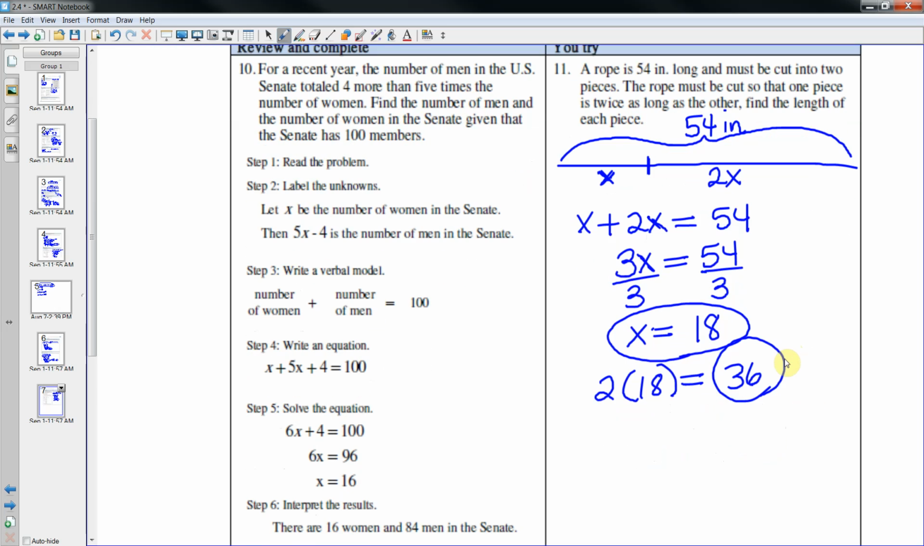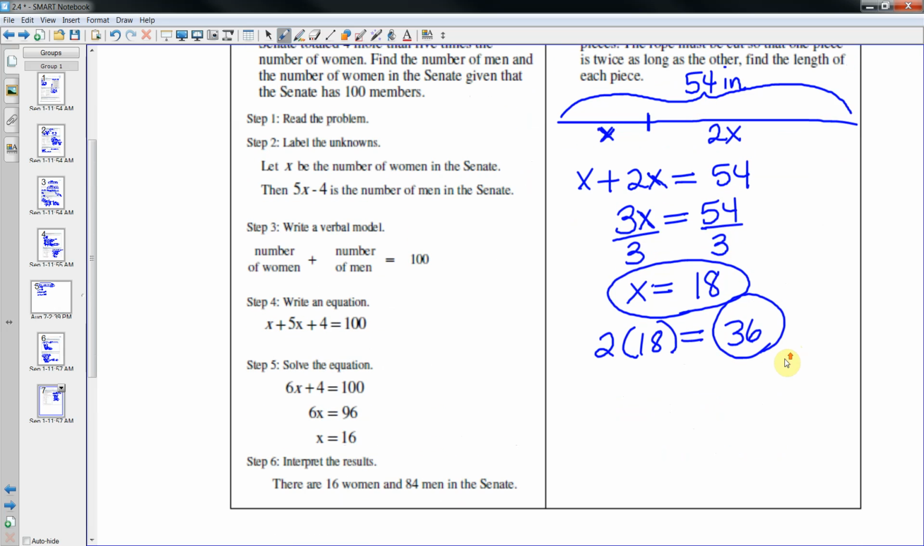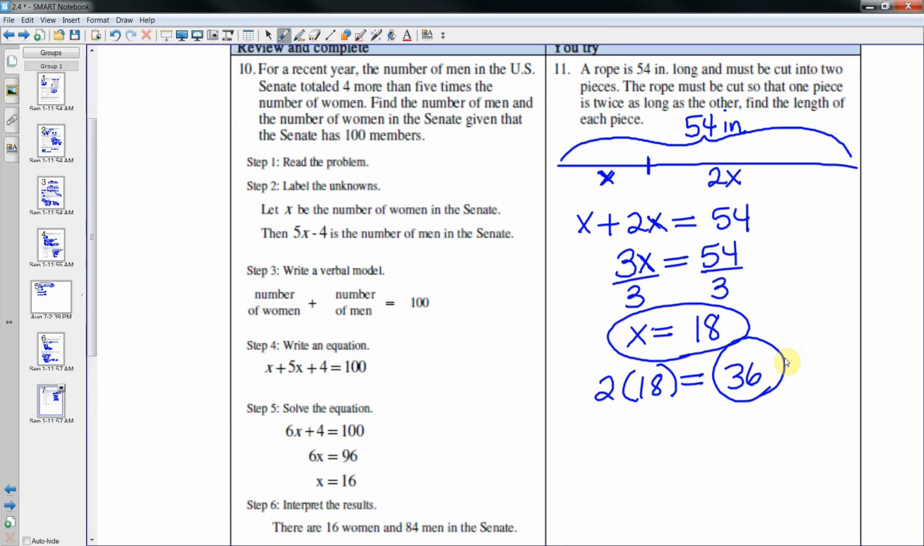So there are some word problems, basic ones, some where you have to do expressions, some consecutive integer ones, and some real world rope problems.